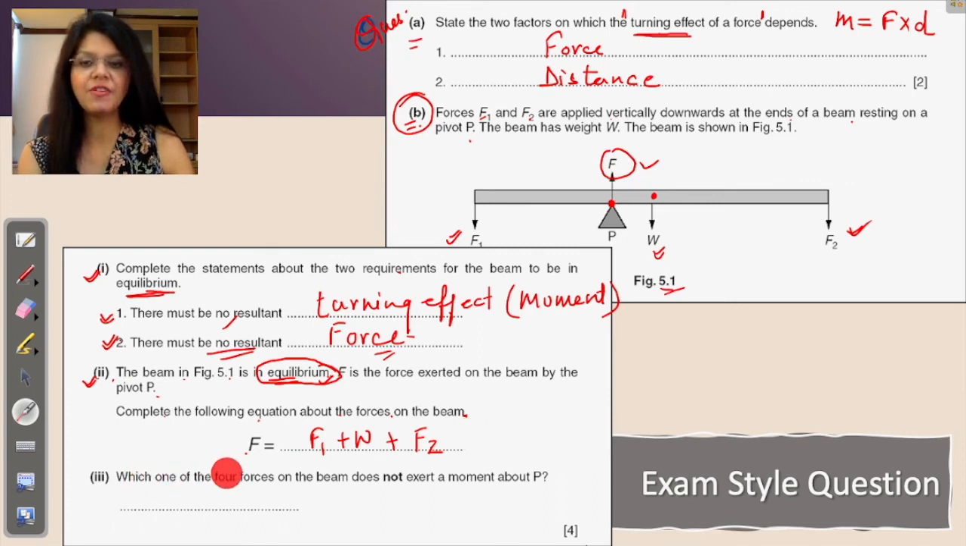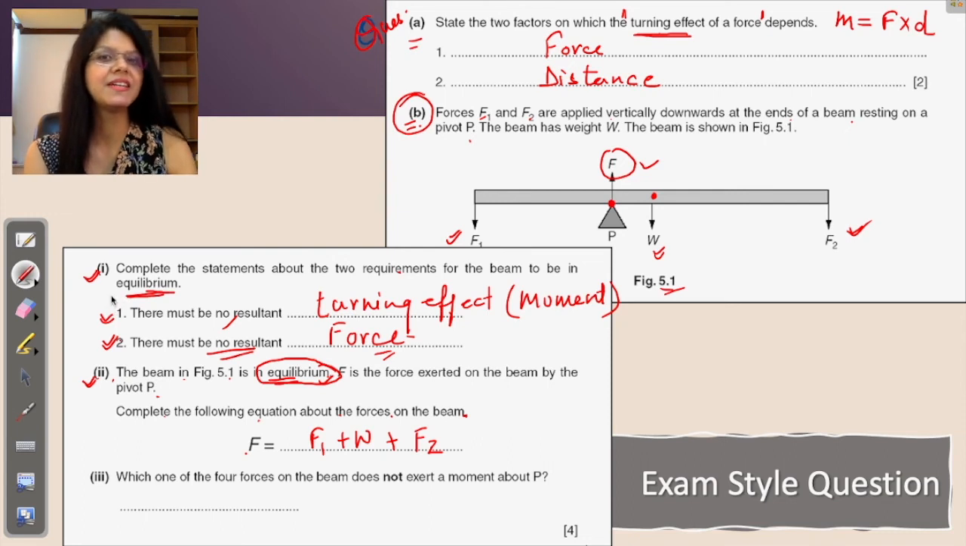Which one of the four forces on the beam does not exert a moment about B? Which force is not exerting a moment? Think about it for a moment. You can pause the video here, solve this, and you can play the video again. We are on part number 3. So which force is not creating a moment?